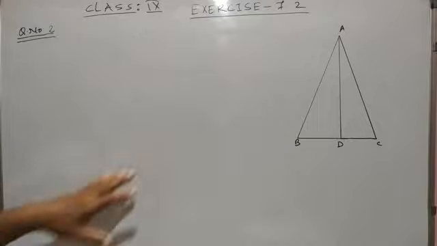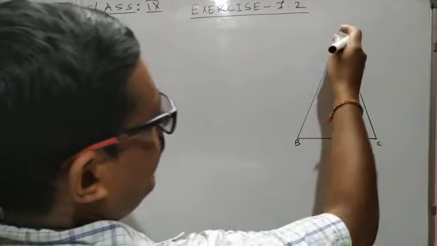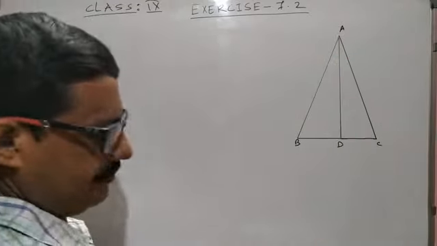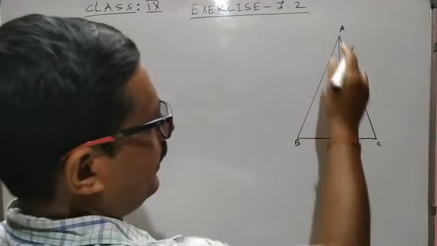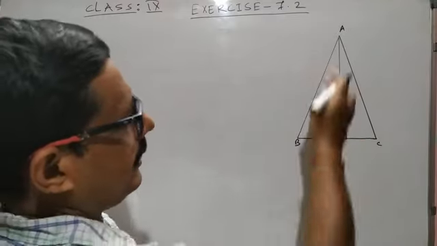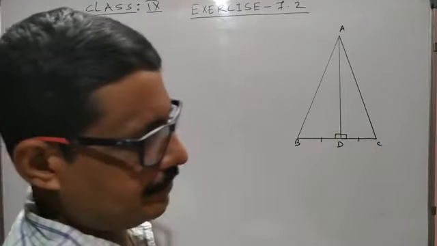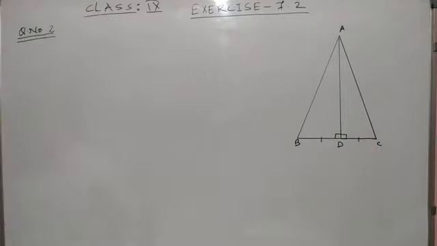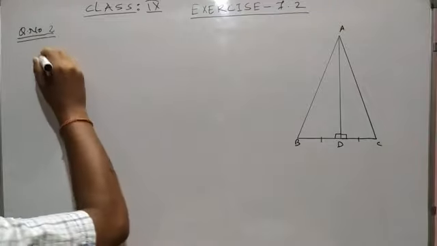Okay, now see exercise 7.2, question number 2 I am showing you. Here in triangle ABC, AD is the perpendicular bisector of BC. That means AD is perpendicular to BC as well as AD bisect BC. Bisect BC means these two parts will be equal. So we have to prove that ABC is an isosceles triangle. So we see the solution.